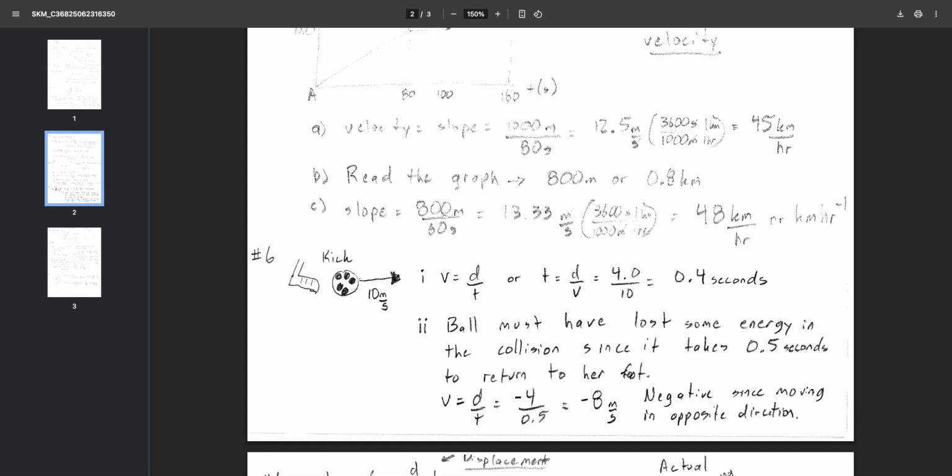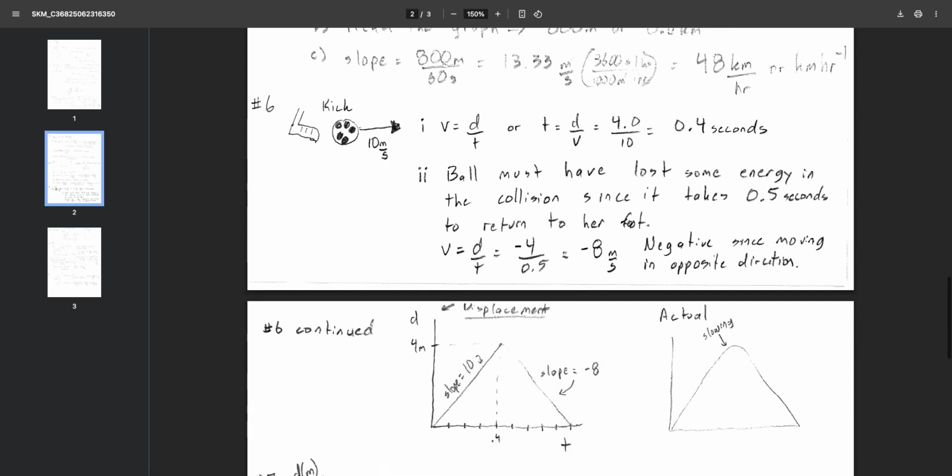I don't think the book did it that way, because they said speed as opposed to velocity. So my apologies for that. It doesn't change the magnitude of the answer. It just changes the sign.